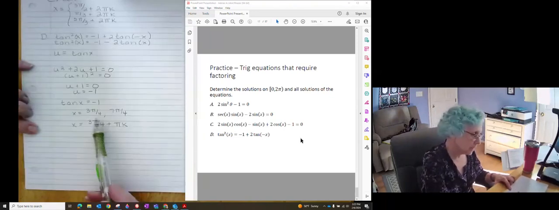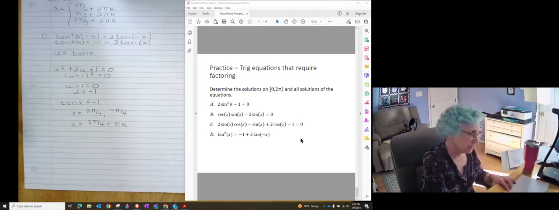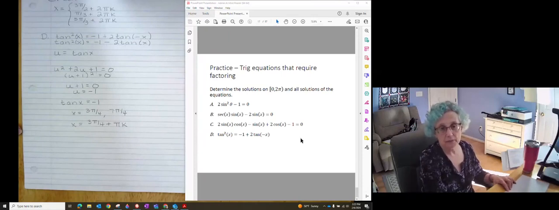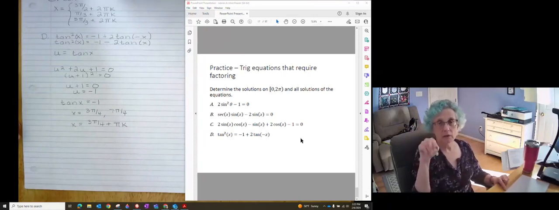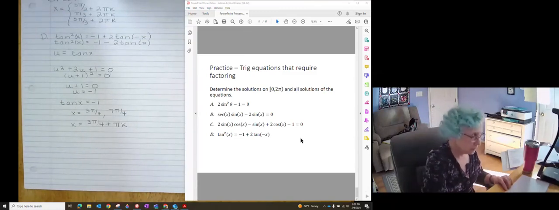U equals minus 1. So tangent is equal to minus 1 at 3 pi over 4 and 7 pi over 4. So only halfway around the unit circle until you get a new answer. You can do these things. They're fun.